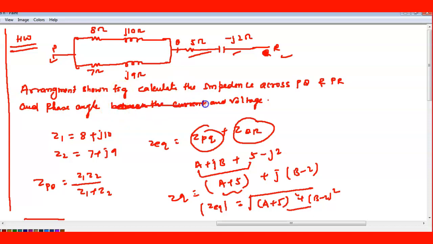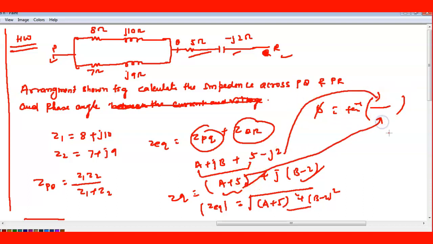The phase angle of resistance you find. Phase angle means this one, phi. This by this, tan inverse. This one divided by this one. Okay, so you complete till here. Next class we will do some more problems based on this, and then we'll go to the 3 phase.